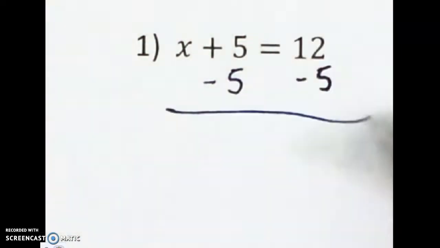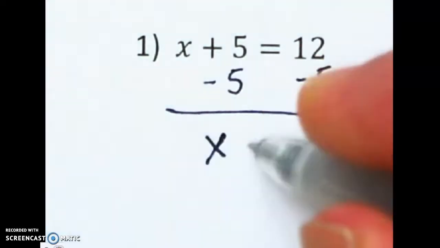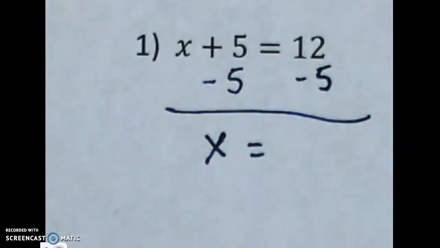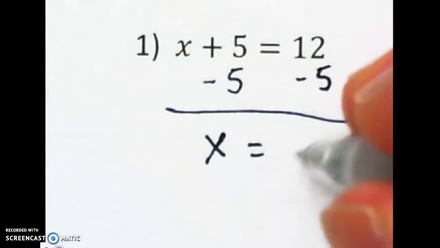So now we'll rewrite what we get. Plus and minus 5 makes a 0, so we just have x on the left. And we're going to do 12 minus 5 on the right, and we got our problem solved because we got x on the left by itself. So 12 minus 5 is 7.